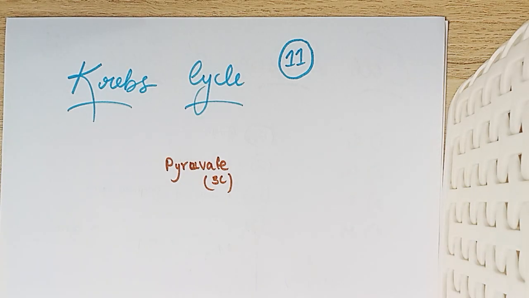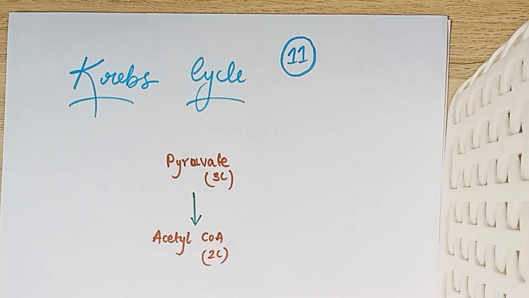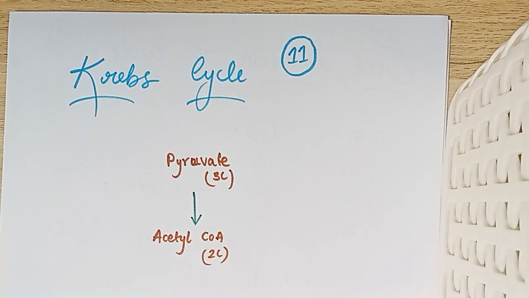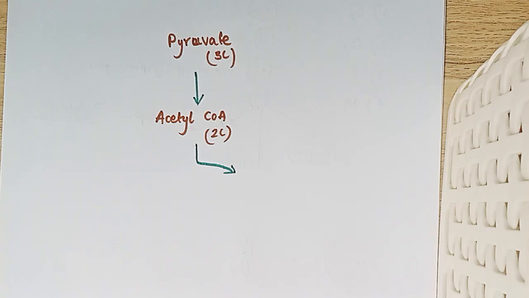gets combined with coenzyme A to form acetyl coenzyme A, which is a 2-carbon compound. The acetyl coenzyme A ultimately enters into the Krebs cycle. The first compound that is formed is citric acid, and it is a 6-carbon compound.